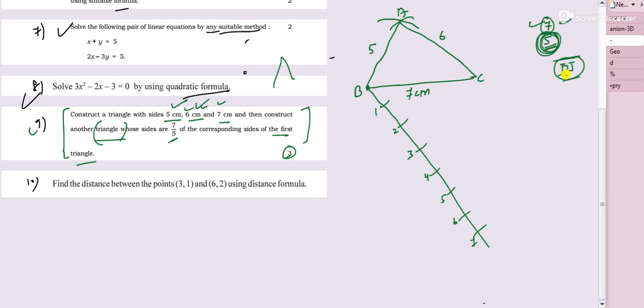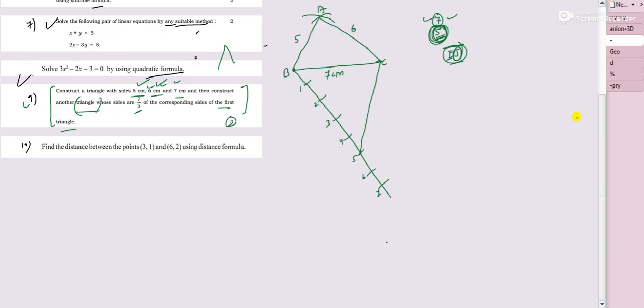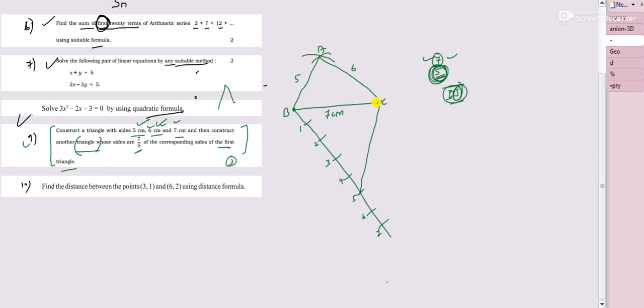Whatever is there in the denominator, you have to always join from there. J for join, to which place? This corner. So you can join using a scale like this. Got it? Now just elongate this line. Got it? Using a scale, just draw a straight line.